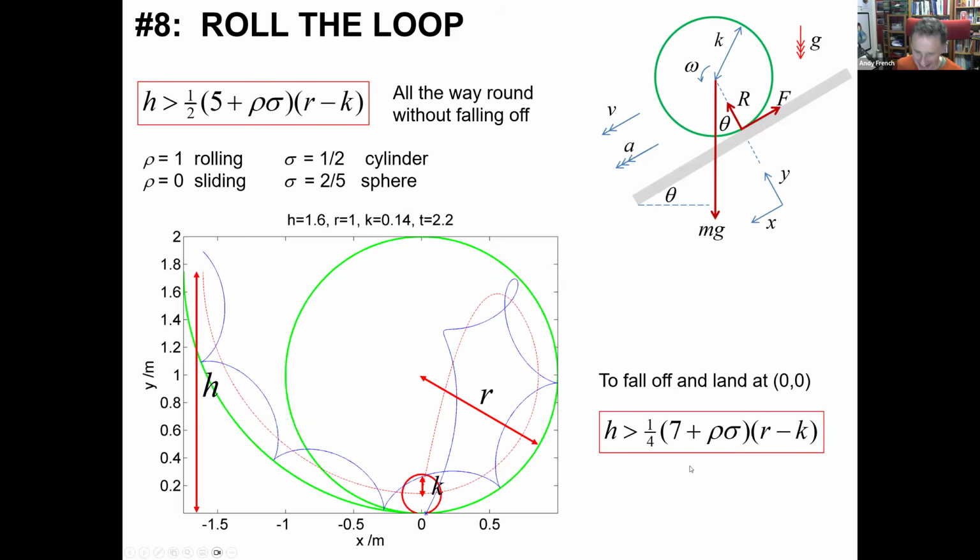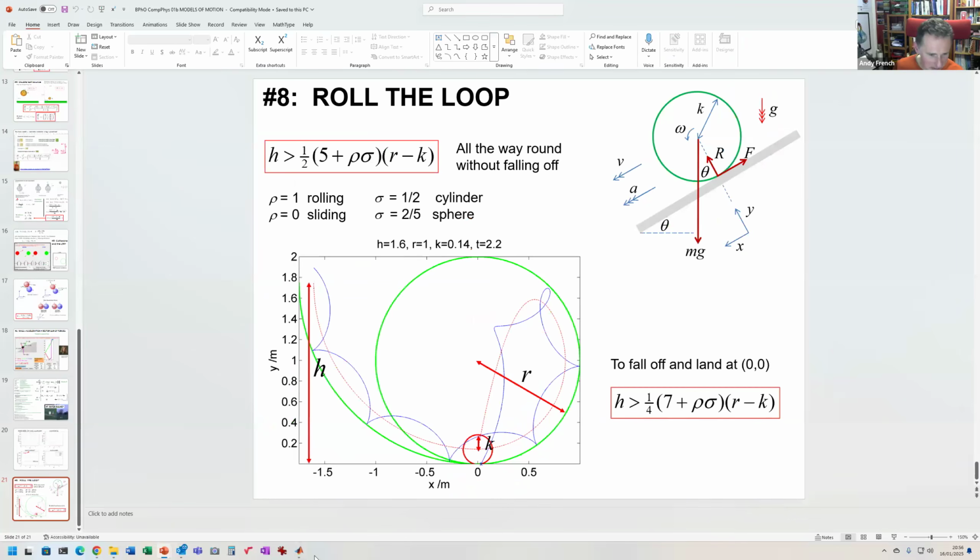So it turns out that 7 plus this lot, where K is the radius of the cylinder, R is the radius of the loop, rho is 1 or 0 depending if it's rolling or sliding, and sigma depends if it's a cylinder or a sphere. Okay, so I wonder if I can actually run this simulation. Hope I've got it.